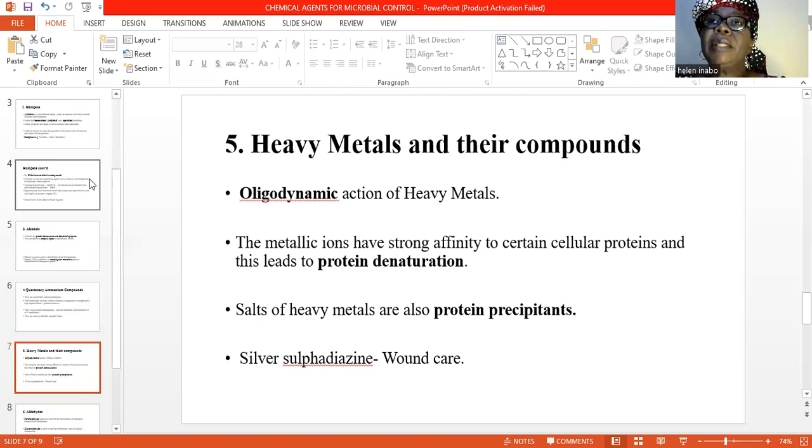Initially, 1% silver nitrate solution was used on the eyes of recently delivered babies to prevent what is called ophthalmia neonatorum, caused by Neisseria gonorrhoeae, but is no longer in use. Silver sulfadiazine is used for wound care.